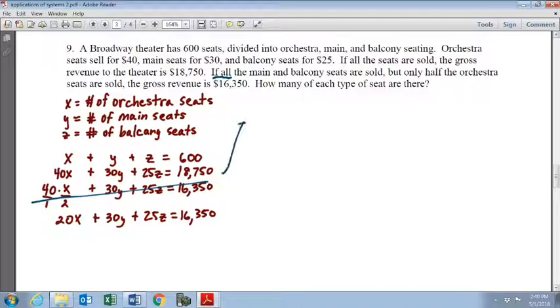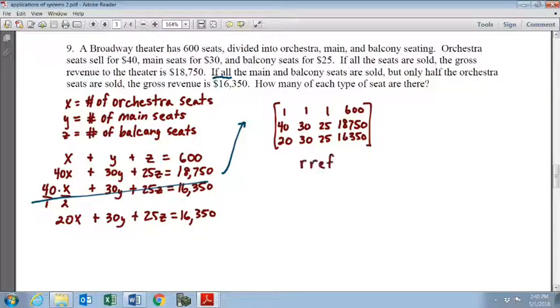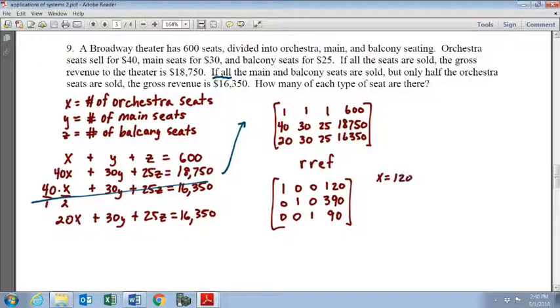So let's go ahead and write this using matrices. Once you've formed the matrix, you can put that into your calculator. Remember, you're going to use the RREF button. That's to put this matrix in reduced row echelon form. And when you do that, you should get this matrix here. Now notice in the top line, that's a 1x, or x equals 120. In the second line, that would be y equals 390. And at the bottom, that would indicate z is 90.